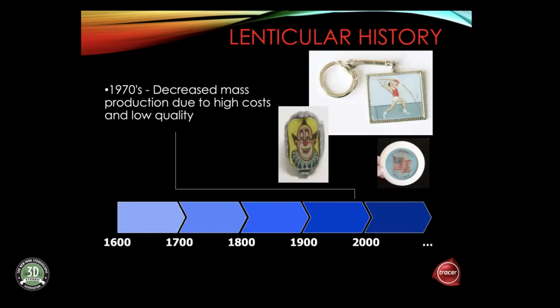So the problem with lenticular back in the day was that it was so expensive to do mass production. Because of the high cost and the low quality, companies moved away from it. As you can see, there's a JFK campaign pin, a Cracker Jack ring, and an Olympic keychain. Those things are really cool, and that's what lenticulars were meant for, little tchotchkes. However, it was just too expensive, so they had to move away from that.